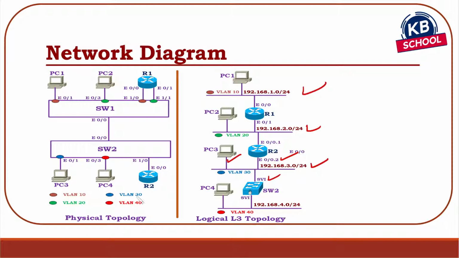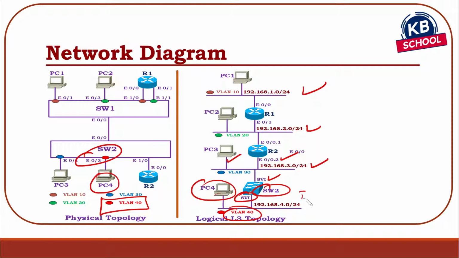The last VLAN has two interfaces. PC4, which is this guy over here, E0/3 of switch 2, should be in VLAN 40, and the other interface in VLAN 40 is the SVI, this guy over here. All right, so that would be an SVI interface VLAN 40, so it's ready for the IP addresses.